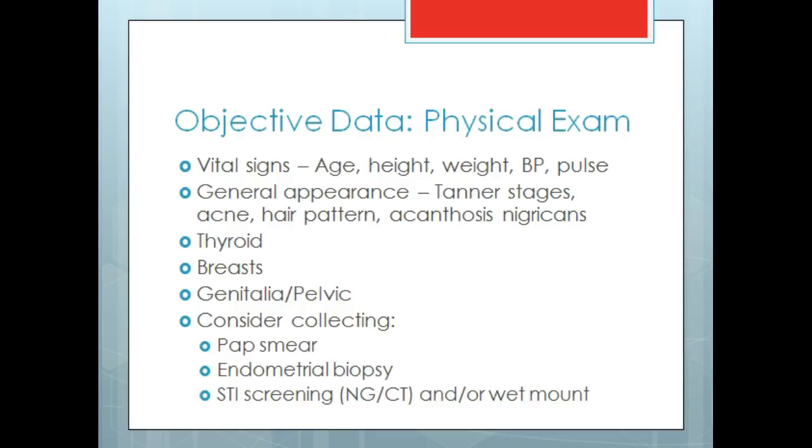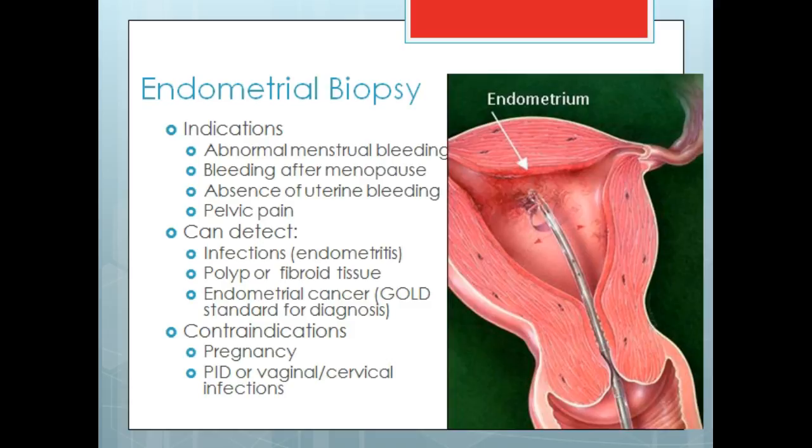So sometimes infections can just cause the cervix to be really friable, and that could be where our bleeding is coming from, for example. So all things to consider. And then I have just a little bit more information on endometrial biopsies here, just so you've got a brief overview. So indications, again, abnormal menstrual bleeding, that's what we're talking about.